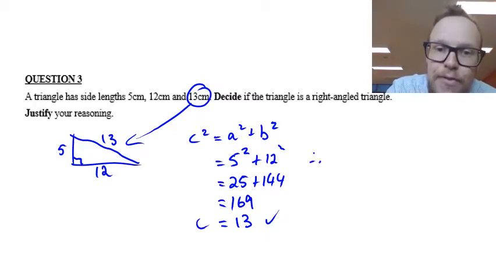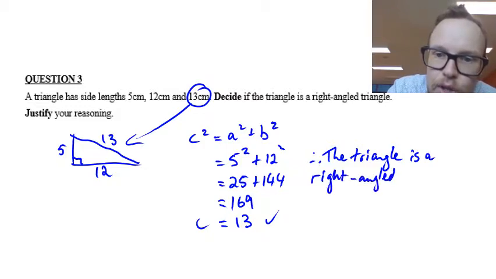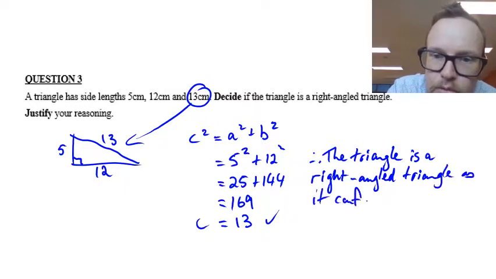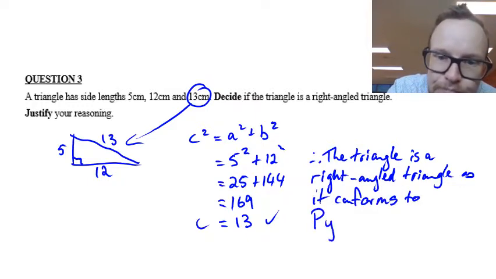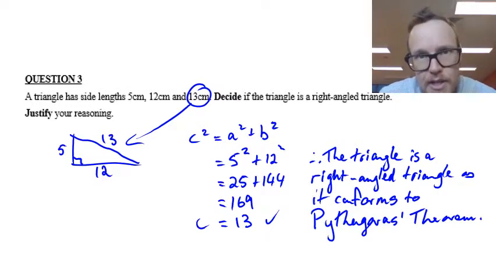So we can say, therefore, the triangle is a right angled triangle as it conforms to Pythagoras' theorem. So we should mention Pythagoras' theorem in our answer.